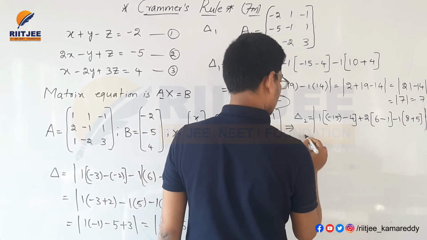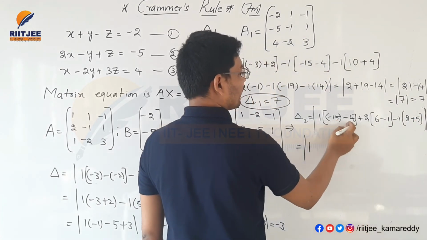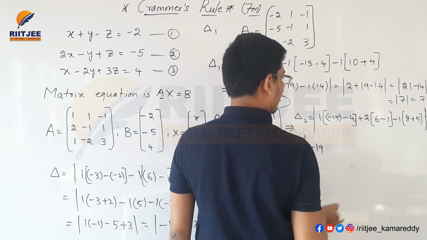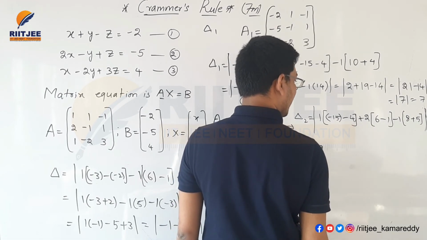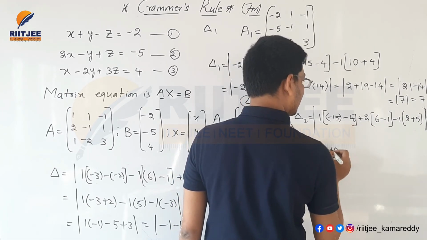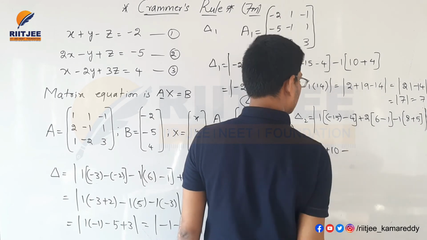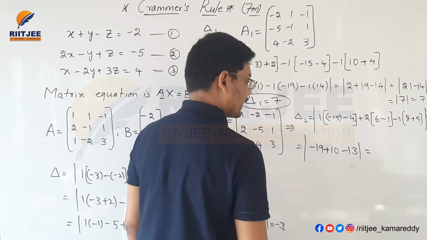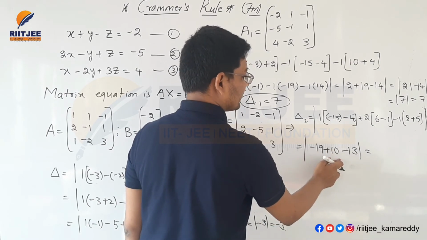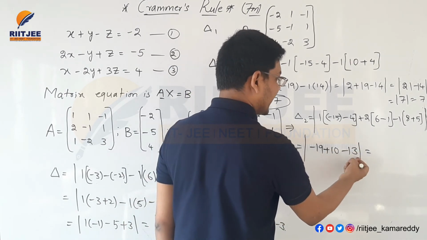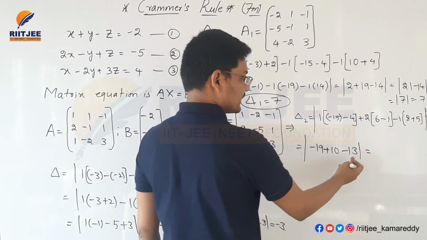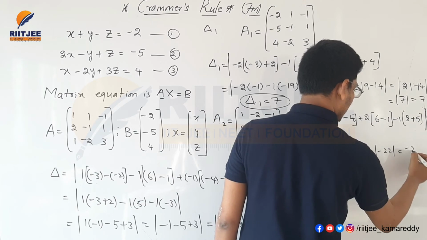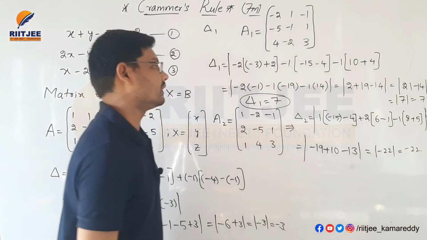Next, modulus of -15 -4 is -19 here, -19, and 6 minus 1 is 5, 5 twos are 10, plus 10 here, minus 8 plus 5, that is equal to -13. So -19 -13 will become -19 minus plus 10 will become -9. -9 is added to -13, that gives -22. This is the value of delta 2.